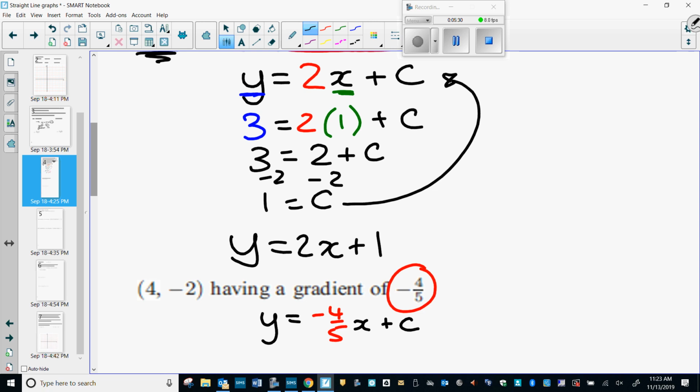Why did the y come back? I thought the y was 3. Okay, so this is our general equation. It's always going to be y and x. So your equation of a line will always have a y and an x in it.